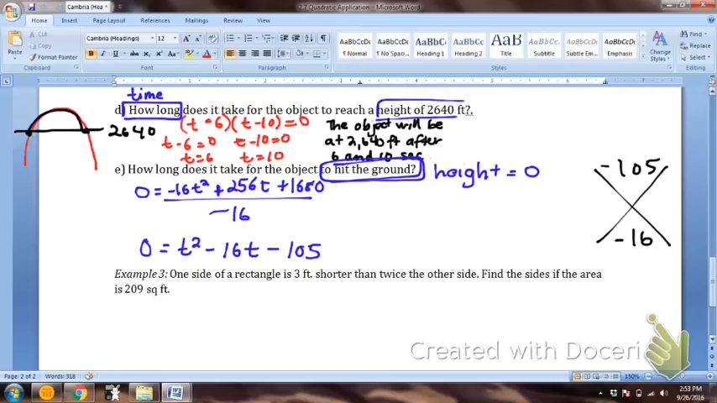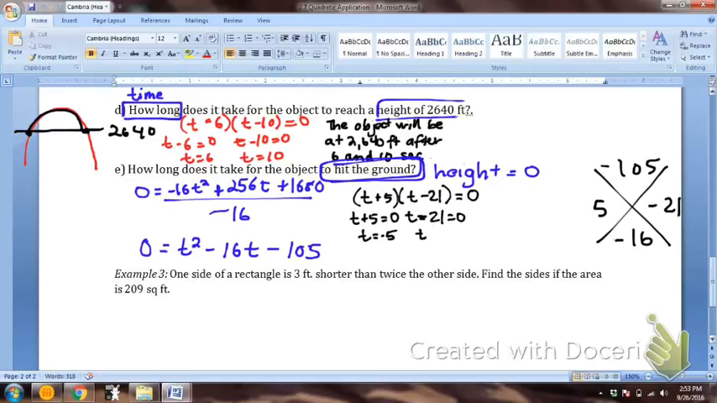Okay. Paula, what factors did you choose? 5 and negative 21. I would agree with that. So this is t plus 5, t minus 21. What do we do with each of those things? Set each of them equal to 0. So I get t to be negative 5 and t to be 21.